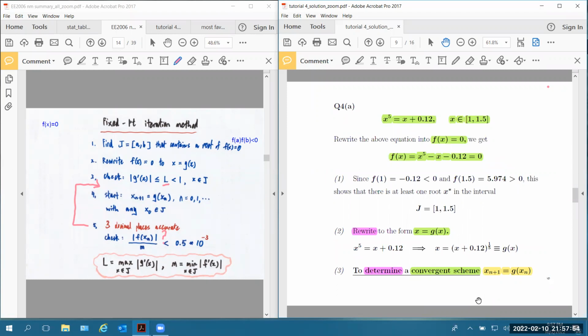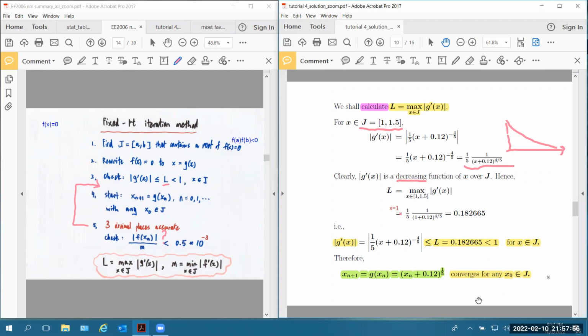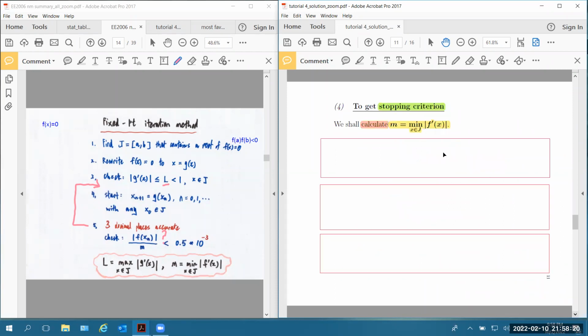All right, so then after this, we are ready to go to the stopping criteria, right? Before you start, let's get the stopping criteria first. Stopping criteria here mostly is to calculate the small m, which is the minimum of absolute f prime over J. So I'm going to do step 4 to get the stopping criterion. I'm going to calculate this.